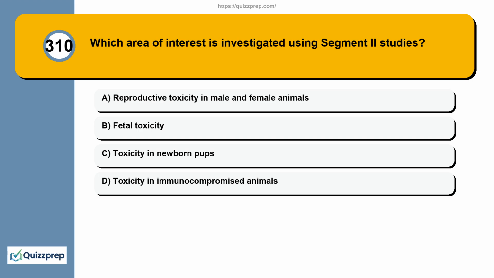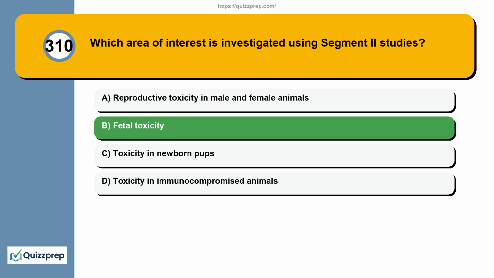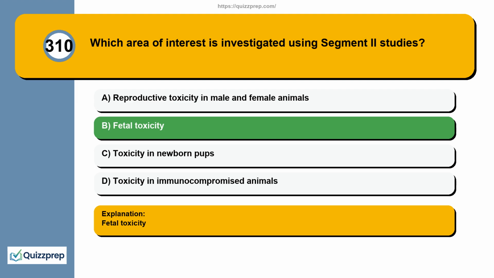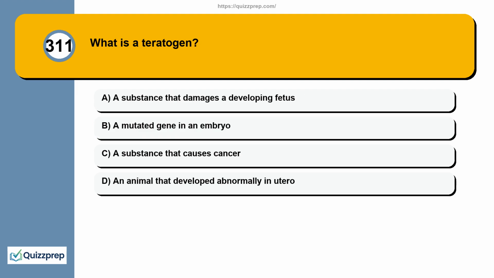Question 310. Which area of interest is investigated using segment 2 studies? Option A, reproductive toxicity in male and female animals. Option B, fetal toxicity. Option C, toxicity in newborn pups. Option D, toxicity in immunocompromised animals. The correct answer is option B, fetal toxicity.